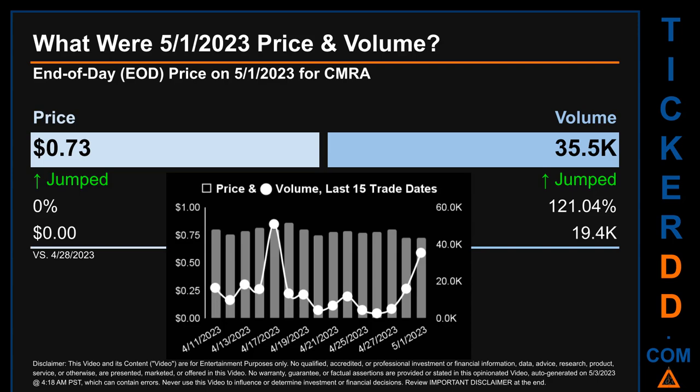The graph shows price and volume for the last 15 trade dates. Across a range of 13 cents, the max and minimum end-of-day price were respectively 0.86 and 0.73. Volume saw a range of 48.3 thousand, from a day low of 2.7 thousand to a day high of 51,000.